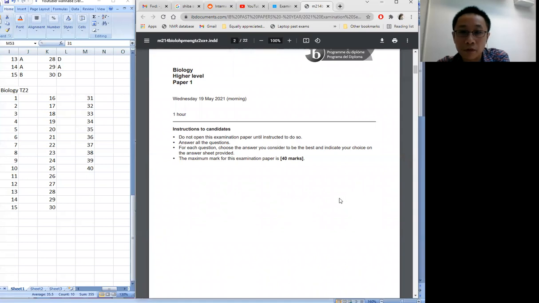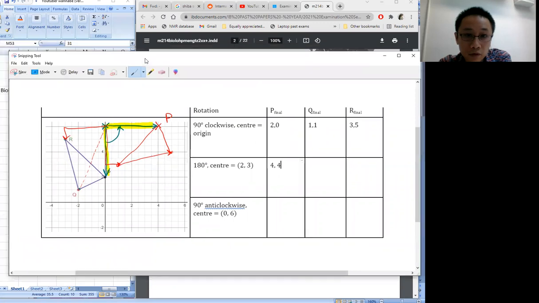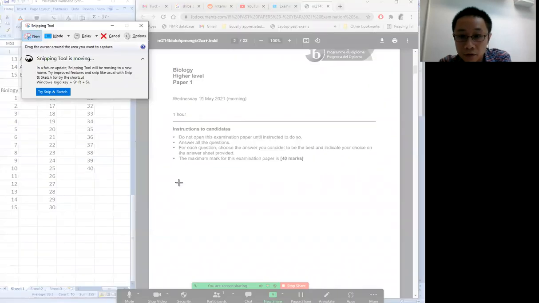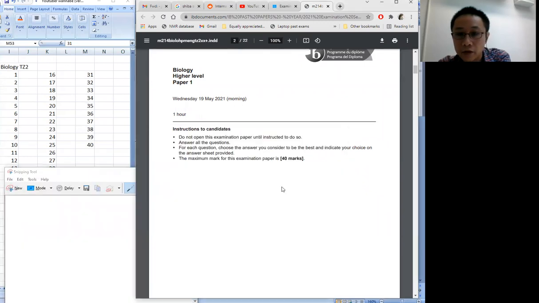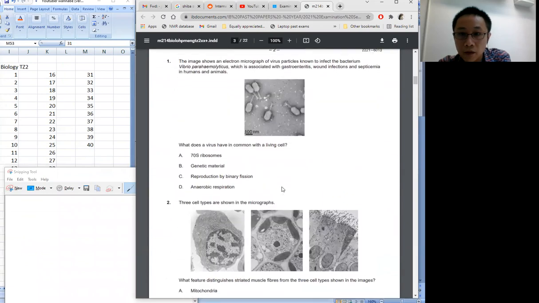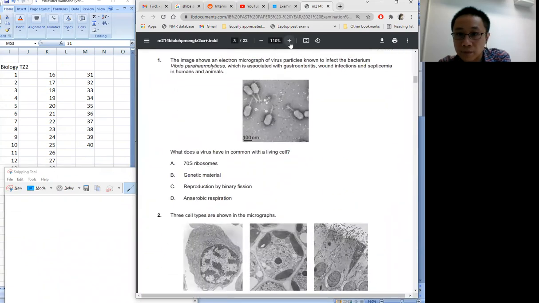So this is the paper. I need to get my snipping tool ready as well. And this is my Excel, which I'm going to record my answers on. Already question 1, I'll make it slightly bigger.